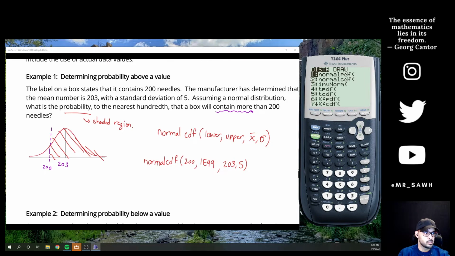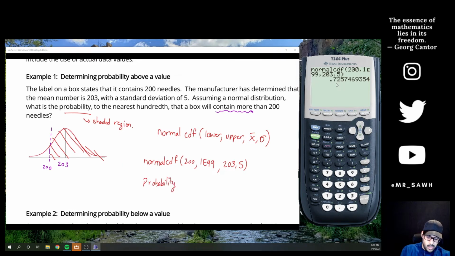So second vars, normal CDF is option 2. Numbers go in the same order. So 200, and then 1 times 10 to the power 99, 203, and 5. And when I hit enter, it will tell me a probability, again, to the nearest hundredth, so 2 decimal places here. So my probability that I get a box with more than 200 needles is 0.73, or 73%.